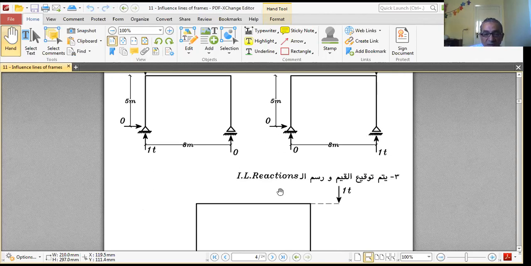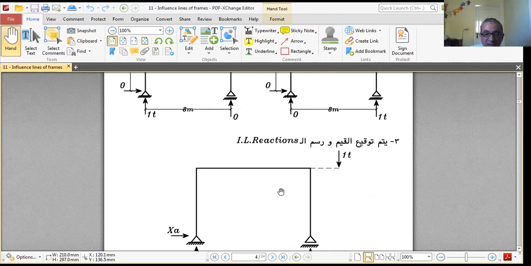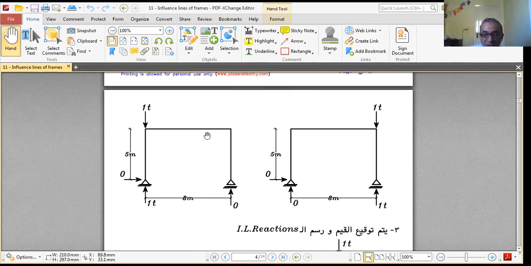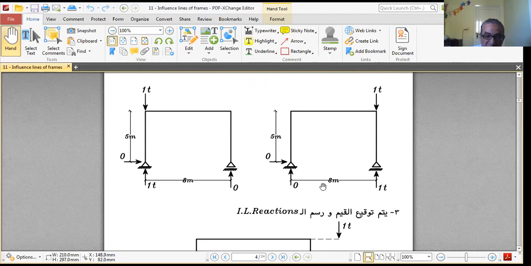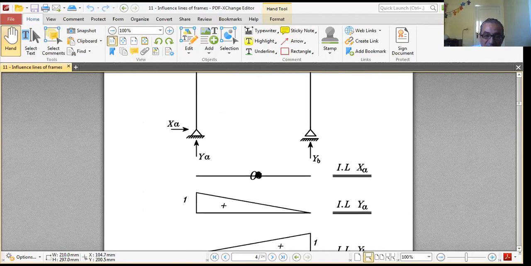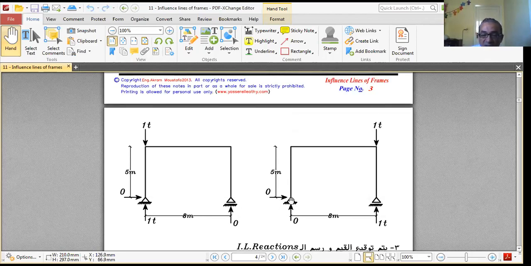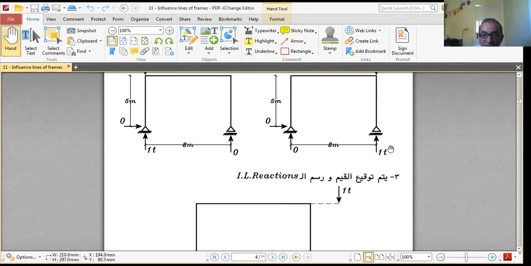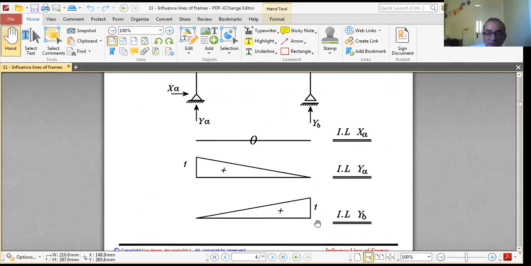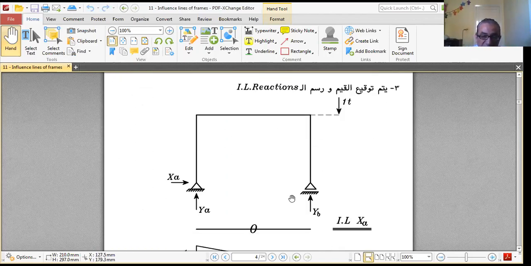Then we plot the points and draw the influence line diagrams. The influence line of XA is 0, it doesn't matter where the load is. The influence line of YA is 1 when the load is at A, and 0 when the load is at B. The influence line of YB is 0 when the load is at A and 1 when the load is at B, so it's from 0 to 1. The influence line of YA is from 1 to 0. The influence line of the support reaction XA equals 0 because it doesn't matter where the load is: it's a vertical load going down.